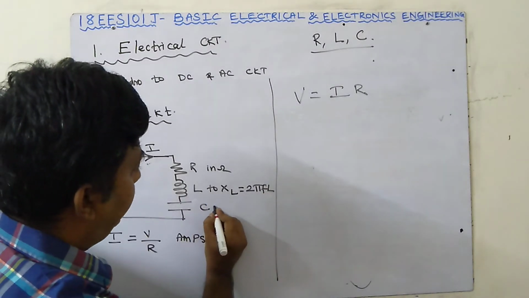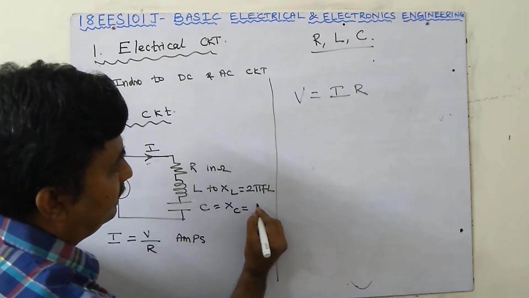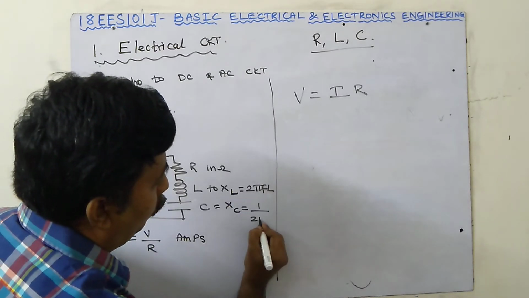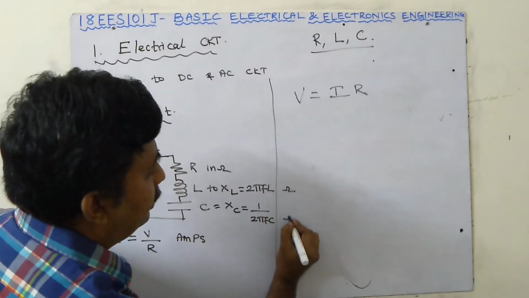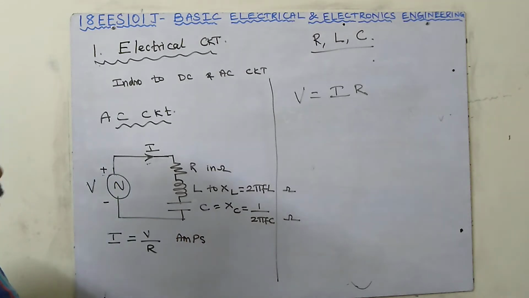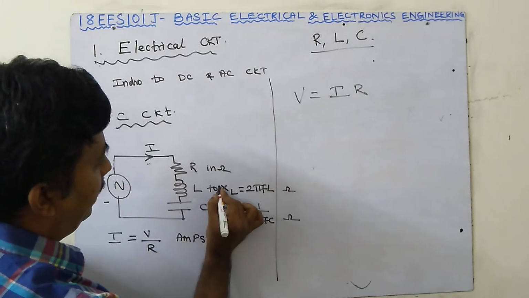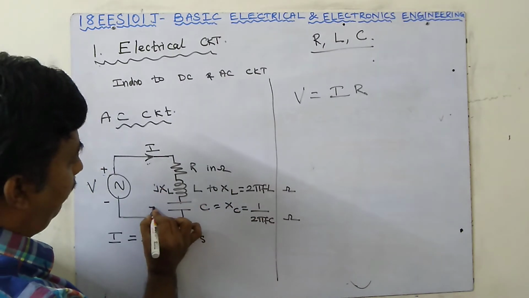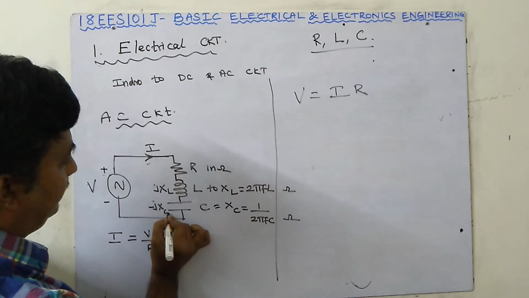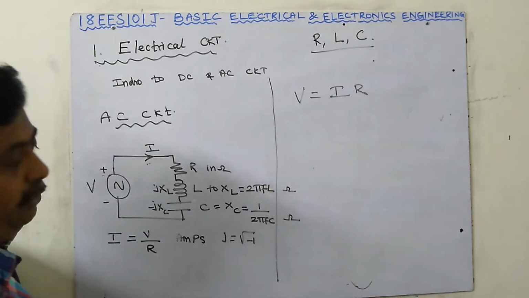Similarly, for C, what value? XL means inductive reactance; this is capacitive reactance, XC equals 1 divided by 2 pi F C. The unit is ohms for both. This value we have to substitute. Apart from this, we have to put a plus J term for XL, that is J into XL, and a minus J into XC. What is J? J, or i, equals root of minus 1. That value we have to put.